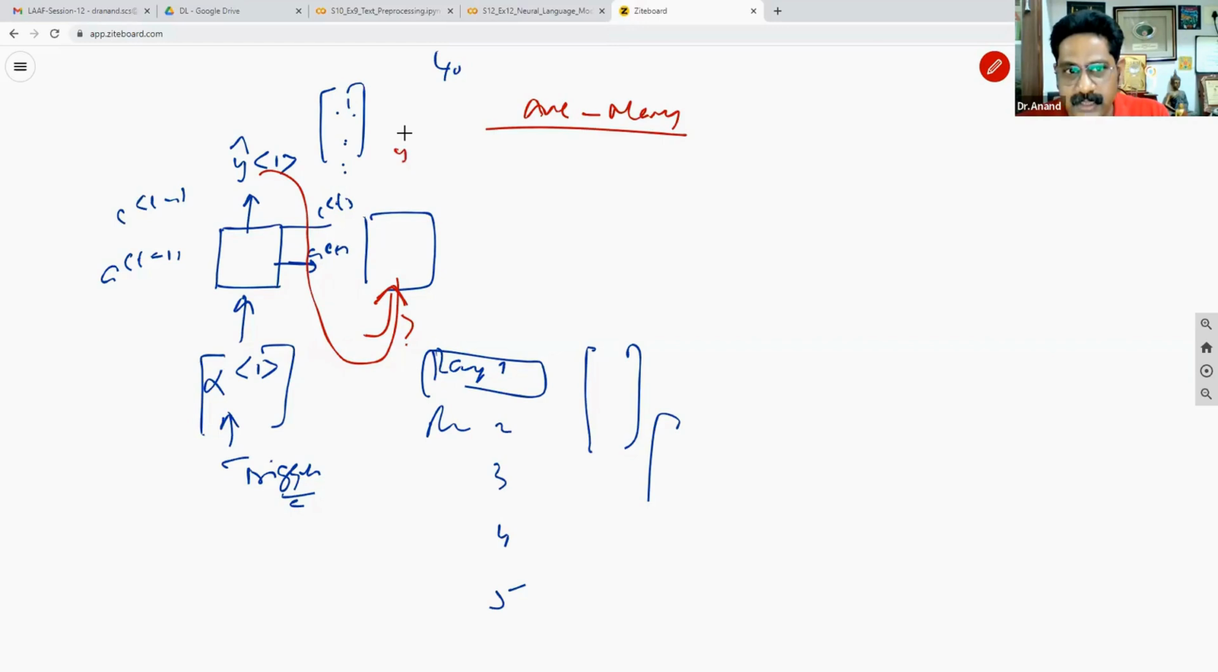And this guy is going to give me Y of 2, and I'm going to give it to the next time instant. And Y of the next musical note, give this to this.